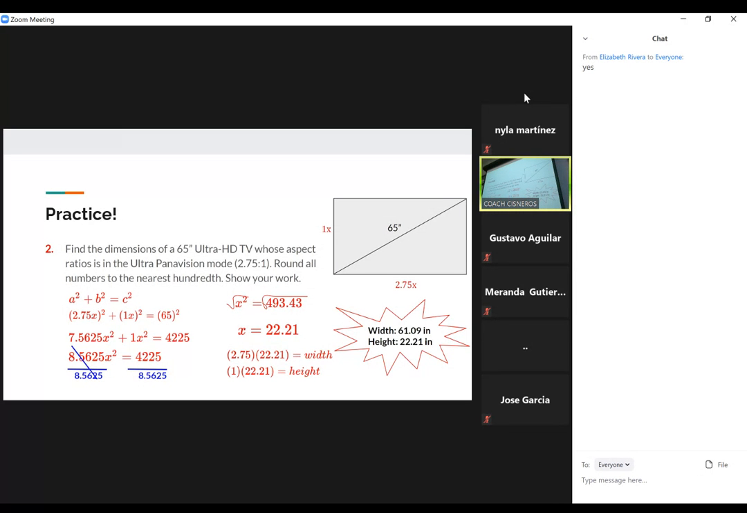Scale of 1 to 10, how hard is this? 10 being hardest. It's a 5? Basic, yeah.